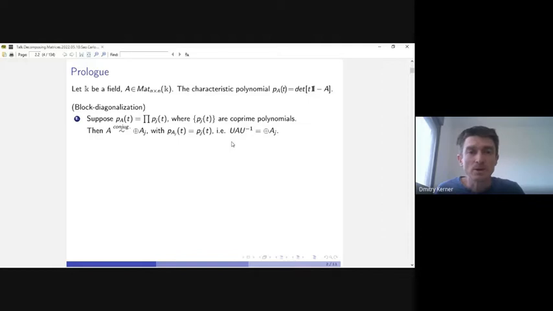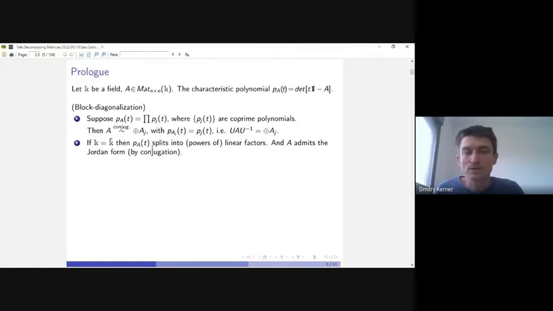Then we do the second step. If the field is algebraically closed, then this polynomial actually splits into linear factors, or maybe powers of linear factors. And then A admits the Jordan form. Once again, by conjugation, A goes to U times A times U minus 1. And this result is of key importance in linear algebra and in other branches of mathematics. Well, this is the case of constant matrices, matrices of constants, so matrices over fields.